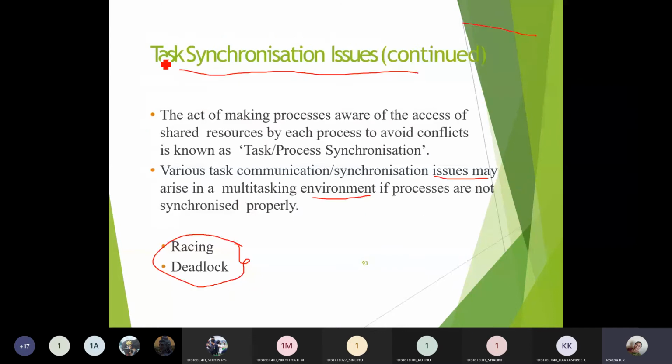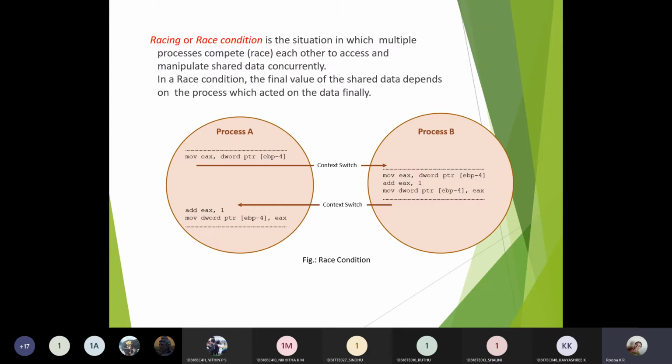The same thing is explained with respect to the racing and deadlock condition. These are the two important questions they'll ask you in the exam: write a brief note about the racing and deadlock condition, or what are the different task synchronization issues. They can ask you in either way. So first we'll see the racing condition.